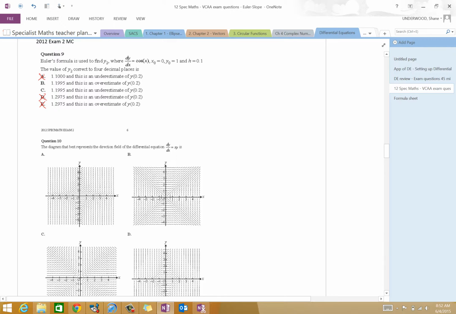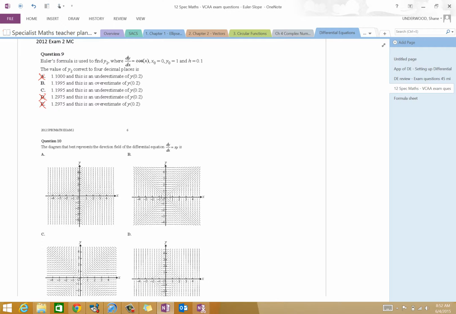Now, is it an underestimate or an overestimate? Ben? What I would do is look at the derivative of the derivative and see how the gradient is changing at that point. Okay, good. Because it's a linear approximation, it will give you a tangent, and then you'd look at where the actual graph would be at that point. Good. So if the actual graph was increasing, then the approximation would be under it.